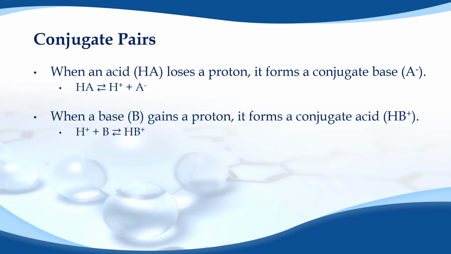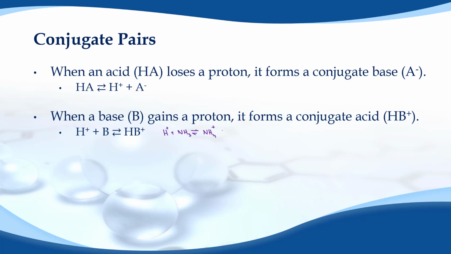When a base gains a proton, it becomes protonated, as we call it. It forms something that's HB plus. So for example, an example of this is if I were to take a proton and react it with the weak base ammonia, we would wind up forming the conjugate acid, which is the ammonium ion. Right, so this is what I mean by that.